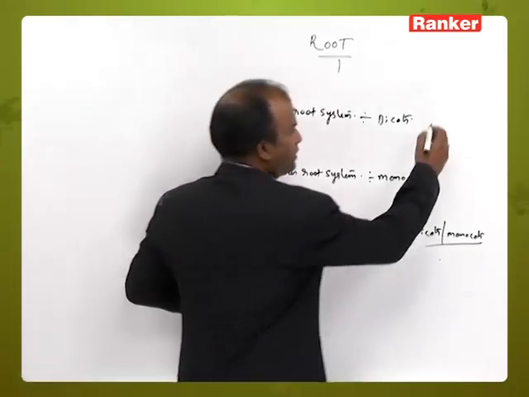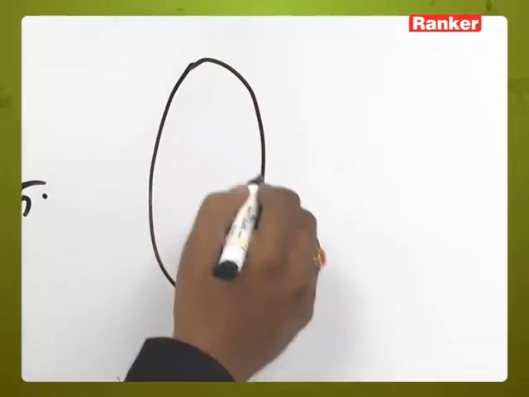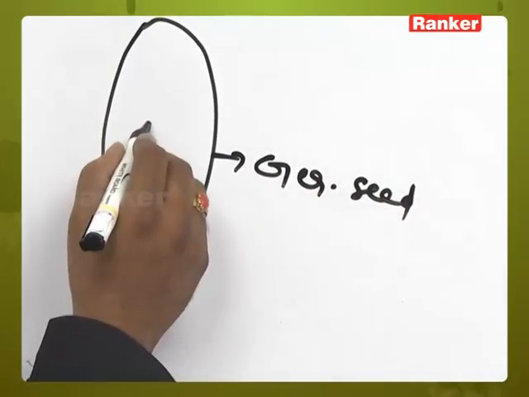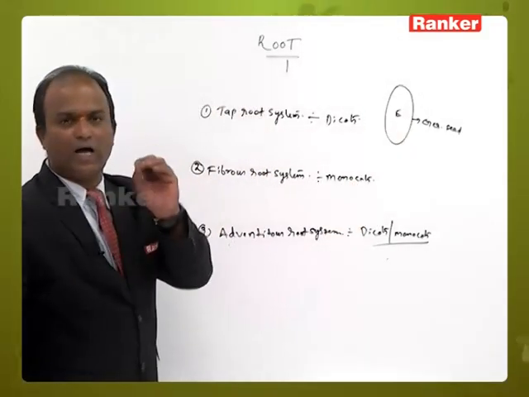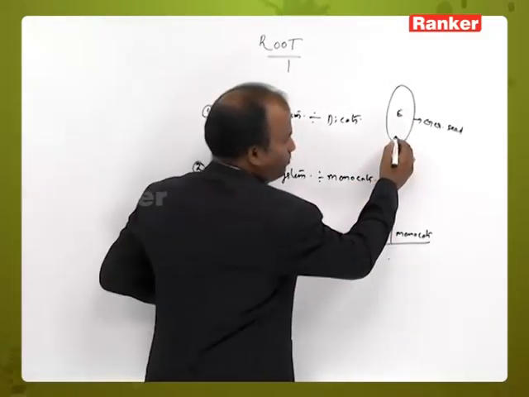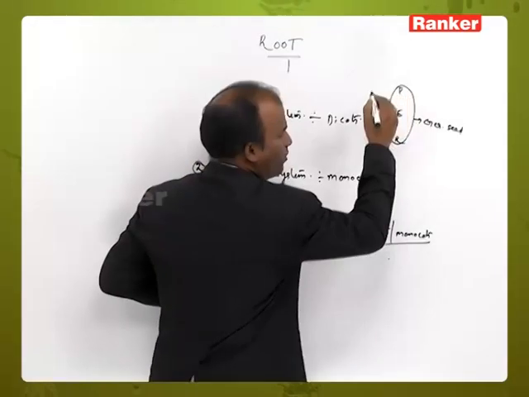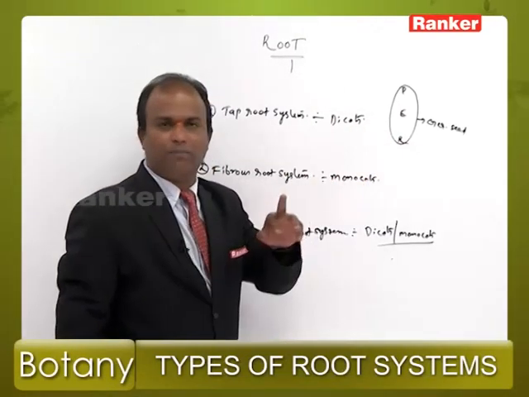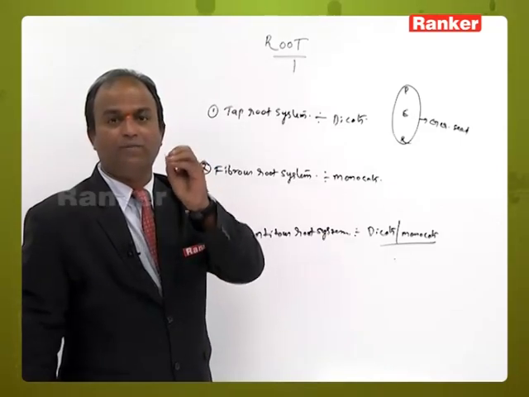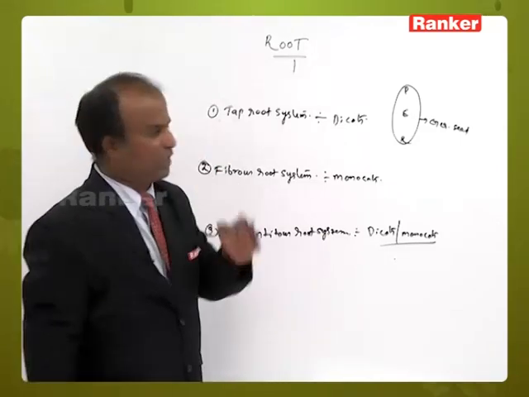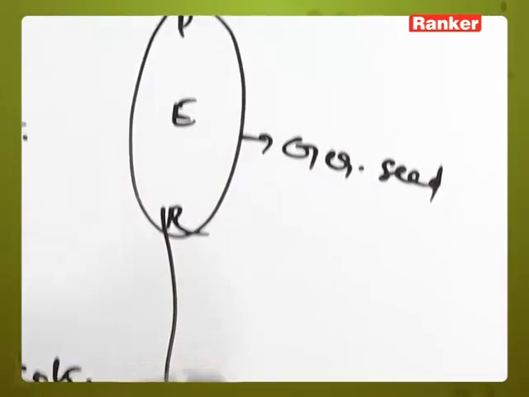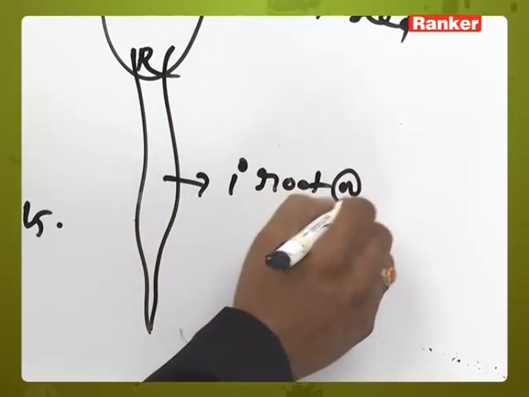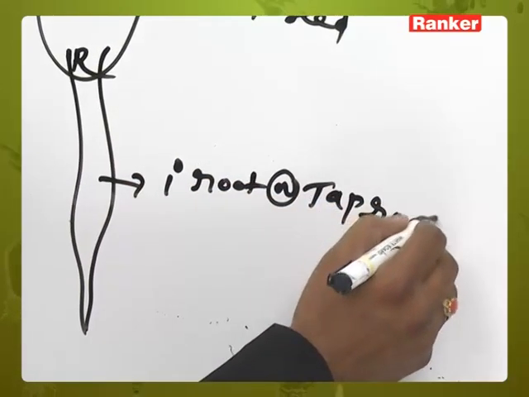In the taproot system, take this one as an example of a germinating seed. A germinating seed contains an embryonal axis. Below this embryonal axis is the radicle, and above it is the plumule. From this radicle, the primary root, also called the tap root, develops.